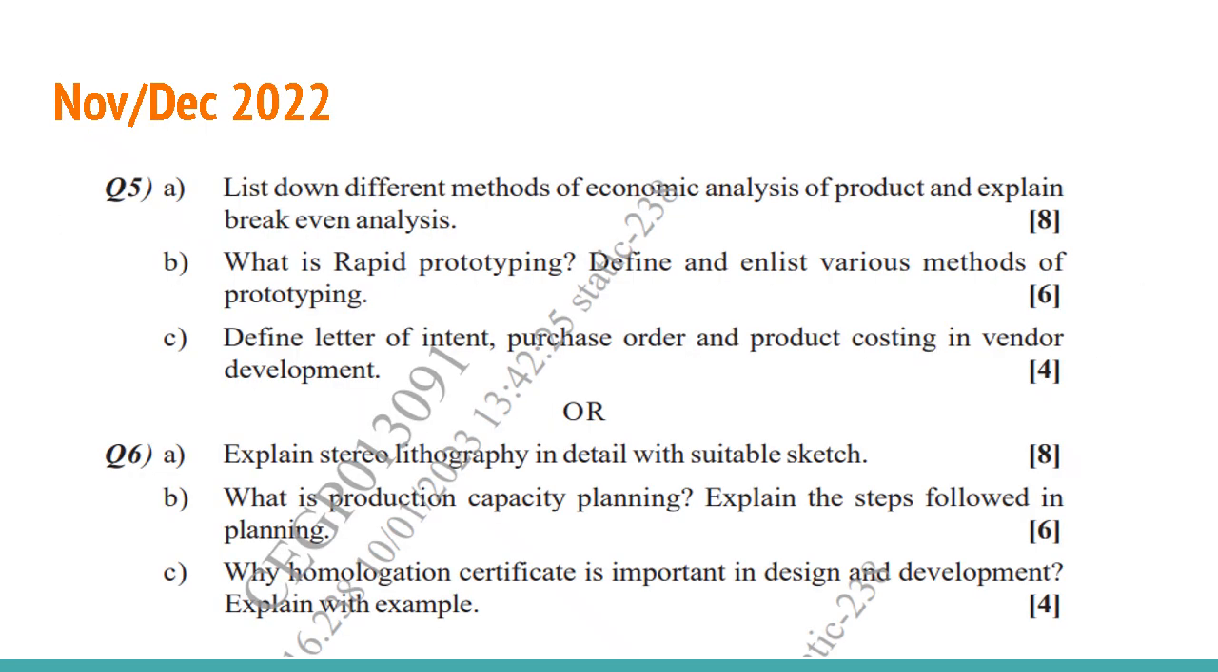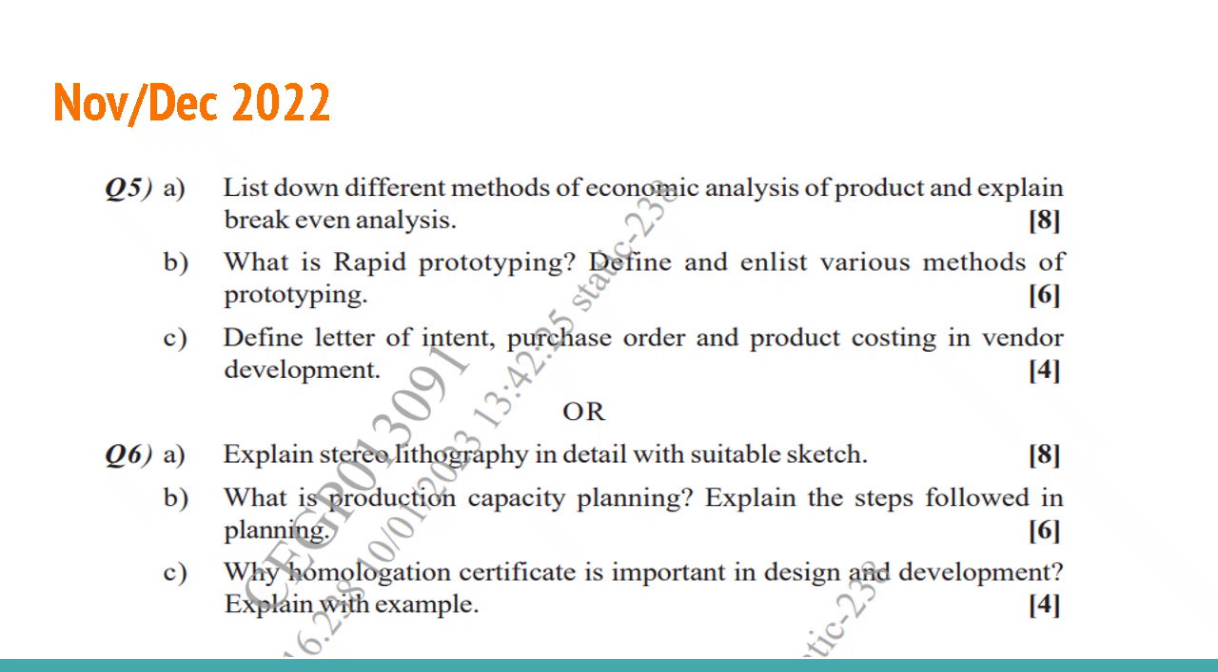There are previous questions for November December 2023. Questions are: list down the different methods of economic analysis of the product and explain break even analysis. Explain rapid prototyping and define the various methods of prototyping. Define letter of intent, purchase order, and product costing in vendor development. Explain stereolithography in detail with a suitable sketch. What is product capacity planning and explain the steps followed in planning. What is homologation? Why is homologation certification important in product development, with examples.